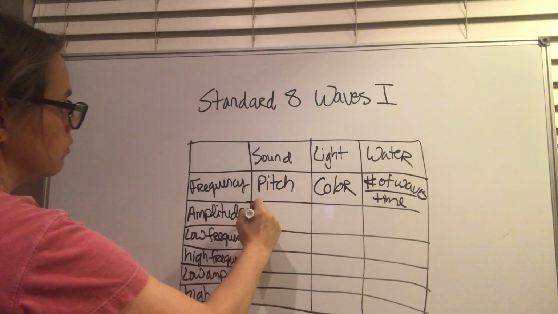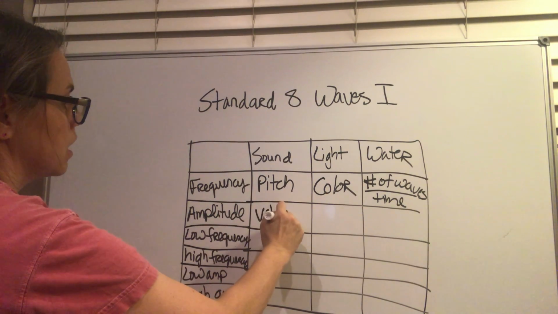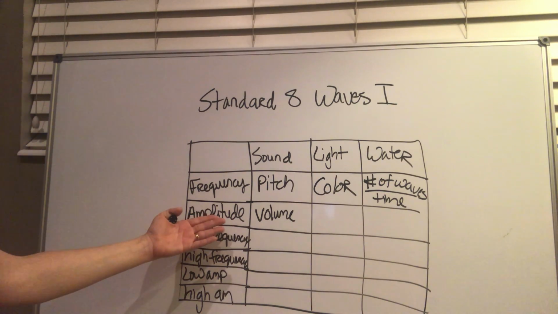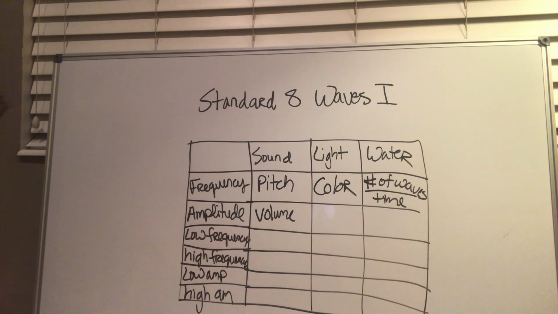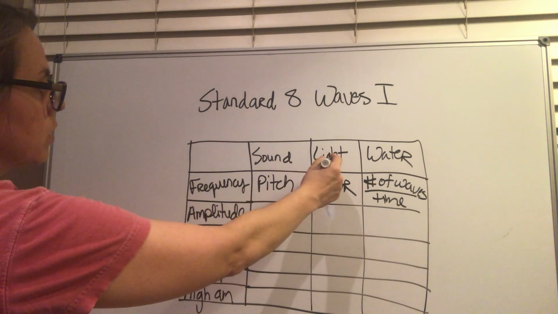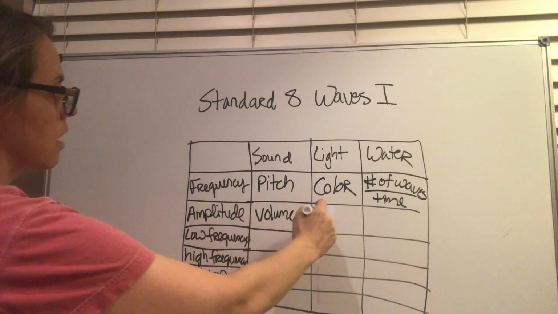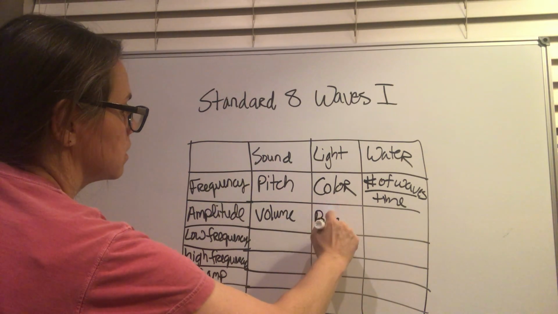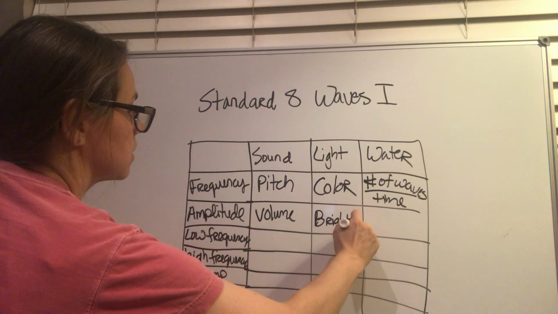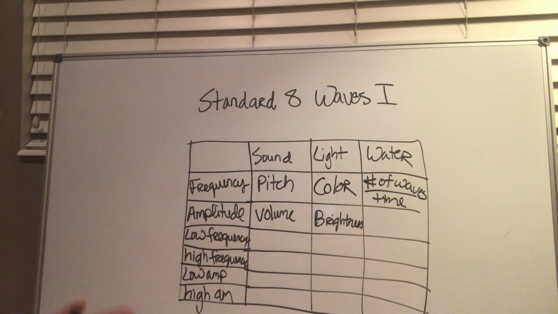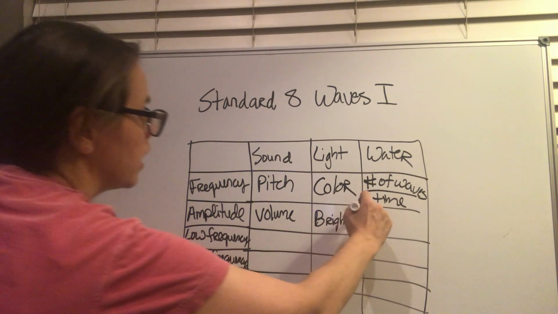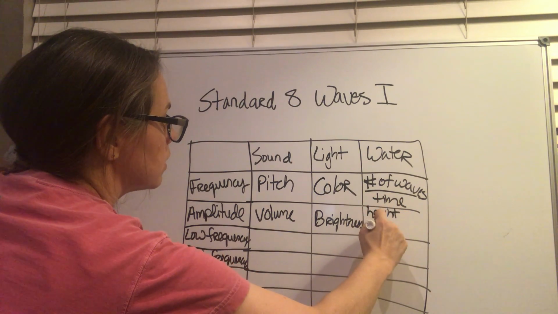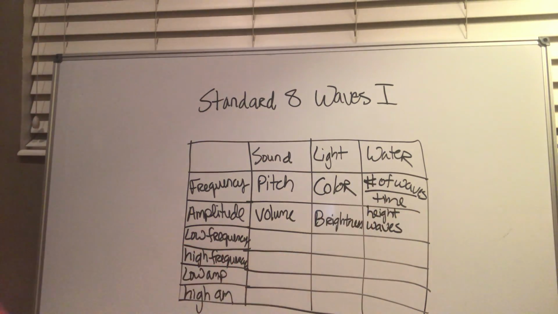Amplitude, for sound, we're talking about volume. It's the volume on your cell phone that it's basically increasing the amplitude. Okay, when we're talking about light amplitude, we're talking about brightness of the light. When we're talking about amplitude of the waves, we're talking about the height of water waves. So when surfers get out there, they want to have high amplitude water waves.